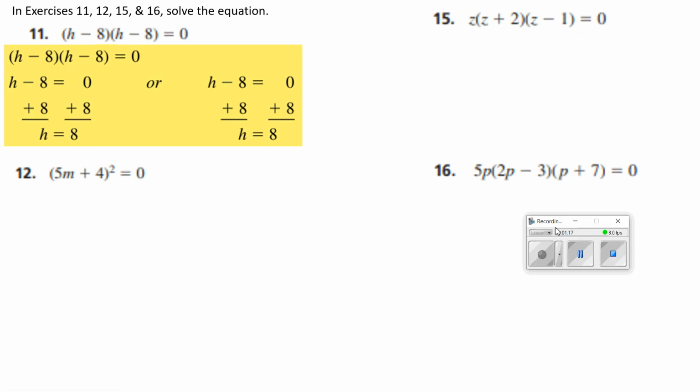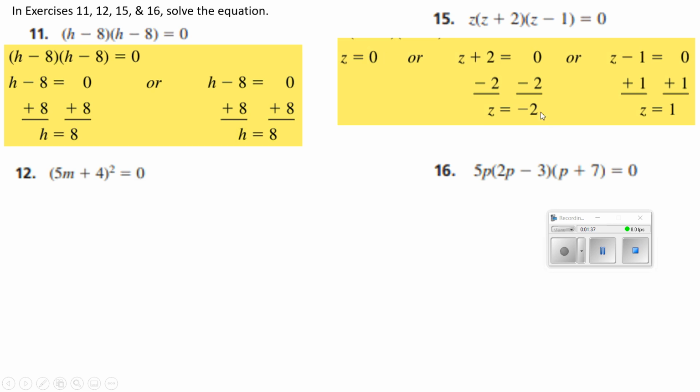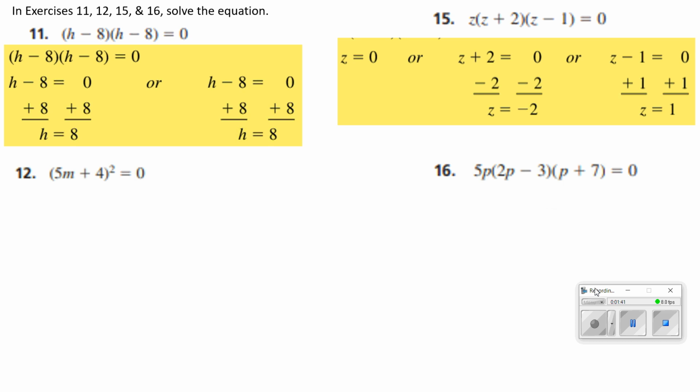Number 13 says I've got z times z plus 2 times z minus 1. Well, I know 0 has to be one answer because 0 has to equal 0 here. I know that negative 2 has to be an answer because negative 2 plus 2 will equal 0. And I know 1 has to be an answer because 1 minus 1 is 0. So we're going to get 0, negative 2, and positive 1. Number 16 is for you to do. Moving on.